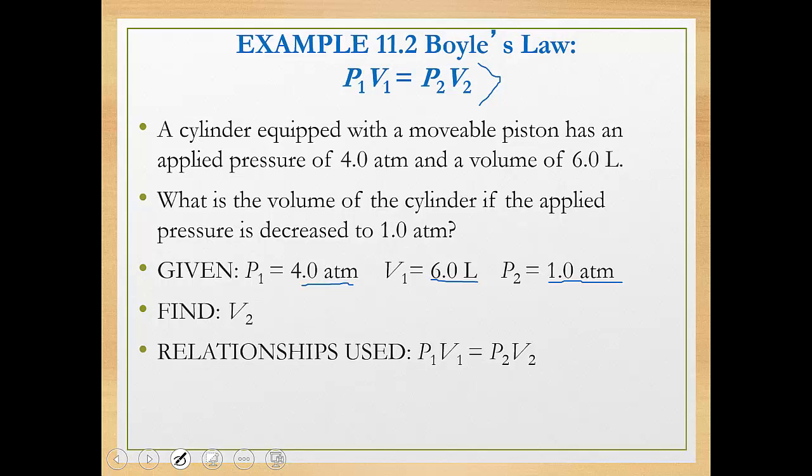Well, just looking at it on the surface, if I'm going from 4 atmospheres to 1 atmosphere, so I'm decreasing the pressure, we know they're inversely related, so I would expect the volume to increase. Just keep that in mind as you're doing these. Does the answer make sense? So the relationship that we use, pressure times the volume that I started with is equal to the pressure times the volume that I end with.